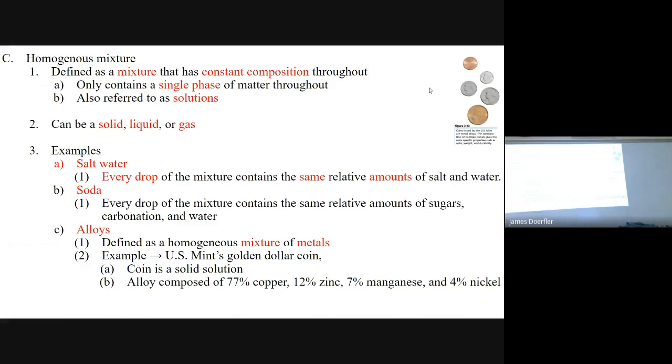To give some examples of solid mixtures, we have alloys. Alloys, in terms of other substances, are relatively new to our knowledge and our usefulness. An alloy is simply a mixture of metals. A good example is the U.S. Mint's golden dollar coin. This particular coin is considered a solid solution. But look what's funny about this golden dollar coin. Do you see gold anywhere in there? 77% copper, 12% zinc, 7% manganese, and 4% nickel. But this is considered a solution, a solid solution, because we could take pieces or samples from anywhere on that coin, and it will contain these relative percent abundances in every sample I take. So it's uniform throughout.